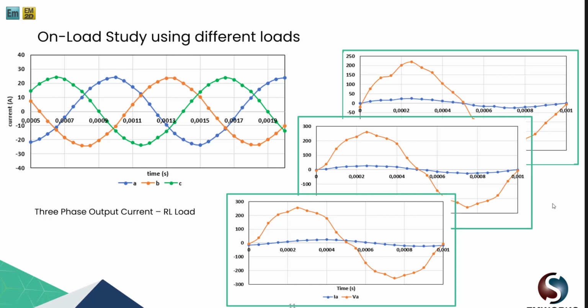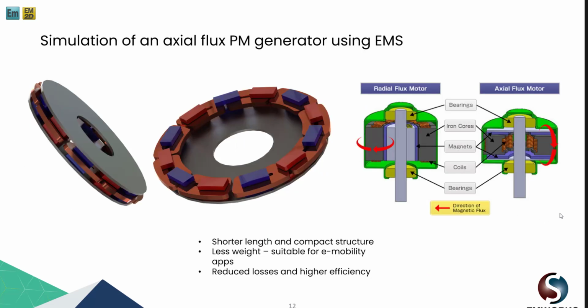All right. So these are again a taste of the results that are generated by EMWorks 2D for a radial flux generator. Now let's move to the more complicated problem, the axial flux PM generator. As you know, in the radial flux machine, you have bearings, iron core, magnets, coil, bearing, and this is the direction of magnetic flux. And in the axial flux machine, this is the direction of the magnetic flux.